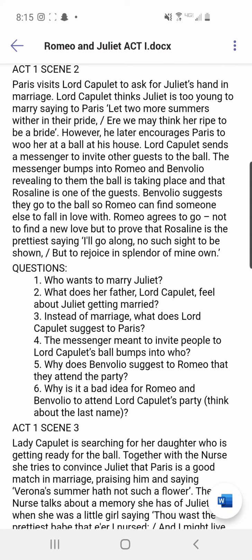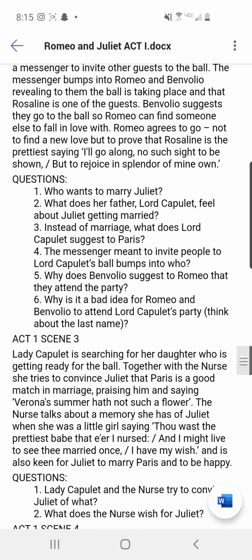He also hopes that Romeo will find someone else to fall in love with. And why is it a bad idea for Romeo and Benvolio to attend Lord Capulet's party? Because they are Montagues. They are the feuding families.